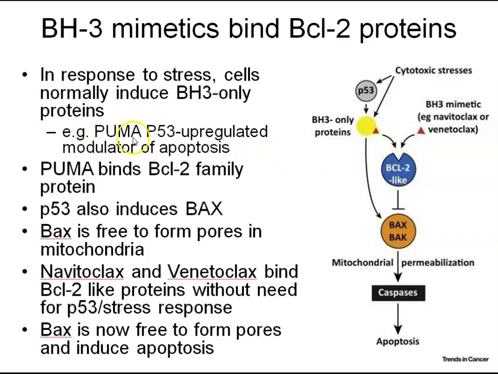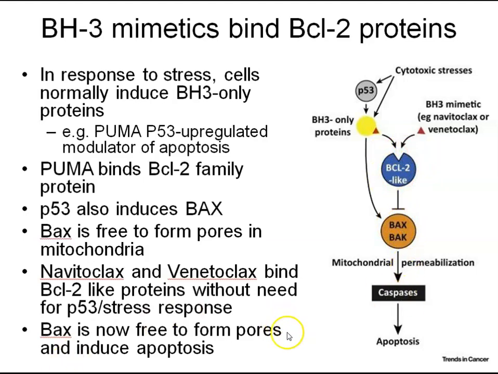So the nicest example is Puma, which is a p53 upregulated modulator of apoptosis. In response to p53 being expressed, we know that p53 induces BAX. Well, p53 also induces Puma. Puma can come along and bind to BCL2, effectively sequestering that BCL2 or preventing it from binding to BAX, and that allows the BAX that is produced to create the holes in the mitochondrial membrane. So without Puma binding to BCL2, you would require more BAX to create those holes in the membrane.